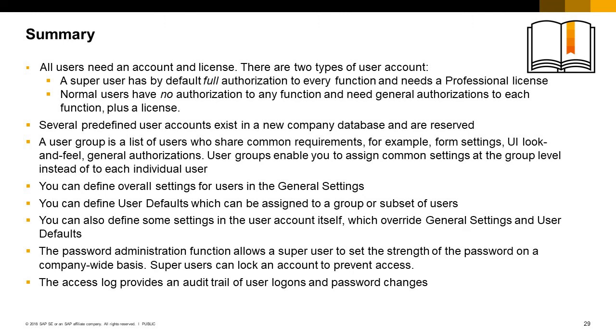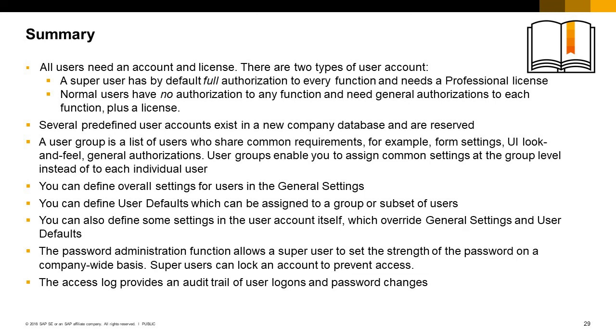Here are some key points to take away from this session. All users need an account and license. There are two types of user account. If you check the SUPERUSER checkbox when you create a user account, the user will have full authorization to every function in SAP Business One, and this cannot be changed. This user needs a professional license. If you do not check the SUPERUSER checkbox, the user by default has no authorizations to any function, and you need to grant general authorizations to each user plus a suitable license.